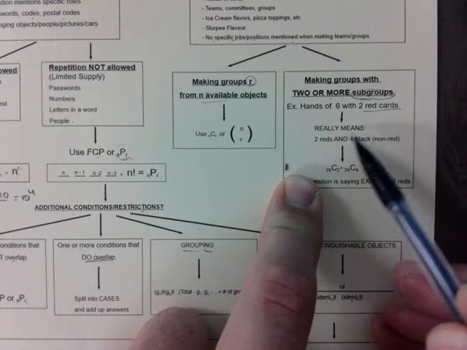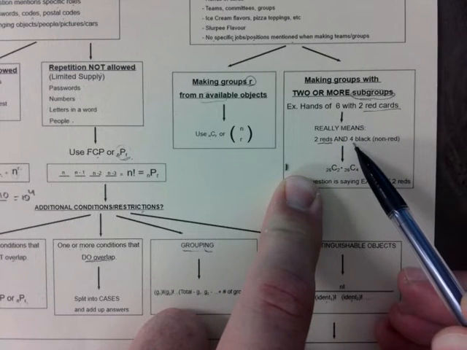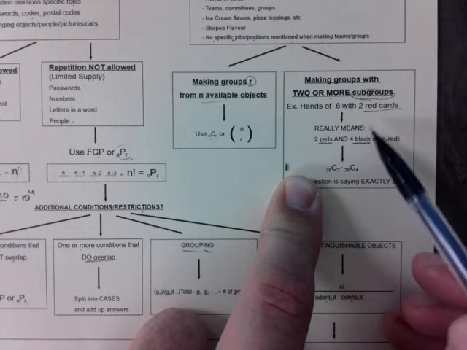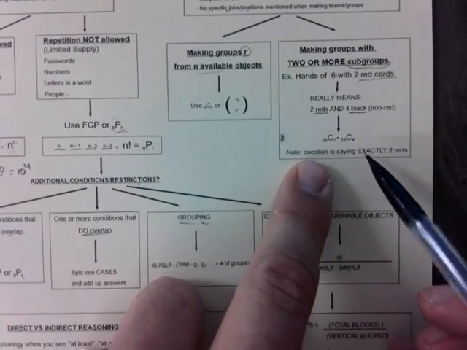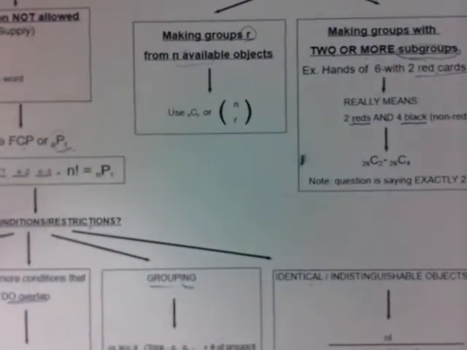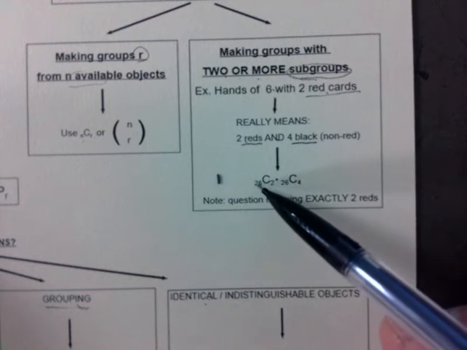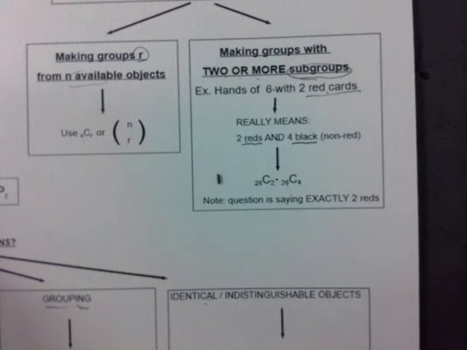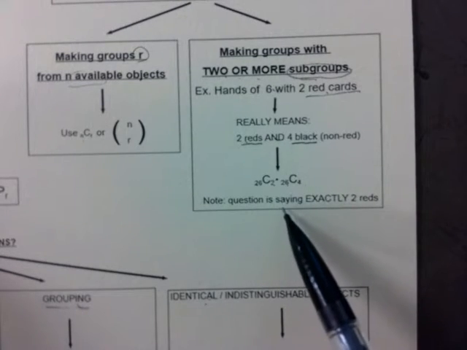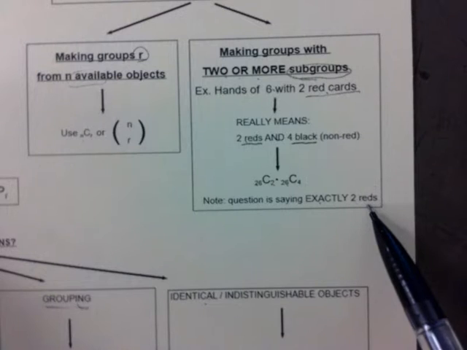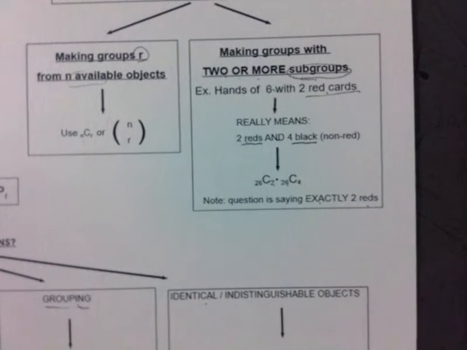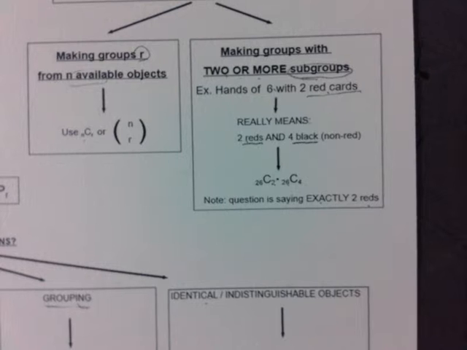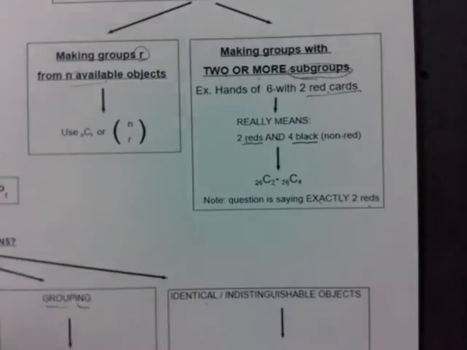What it really means is that you have 2 reds and therefore 4 blacks, because remember, 2 and 4 should add up to 6, right? So when a question says that, that's what they mean, and then you break it down. From 26 reds, you choose 2, and from 26 black cards, you choose 4. Note that this question is actually saying exactly 2 red cards, not at least or 1 or more or at most, nothing like that. It's kind of saying exactly, even though that's not part of the wording there, right?